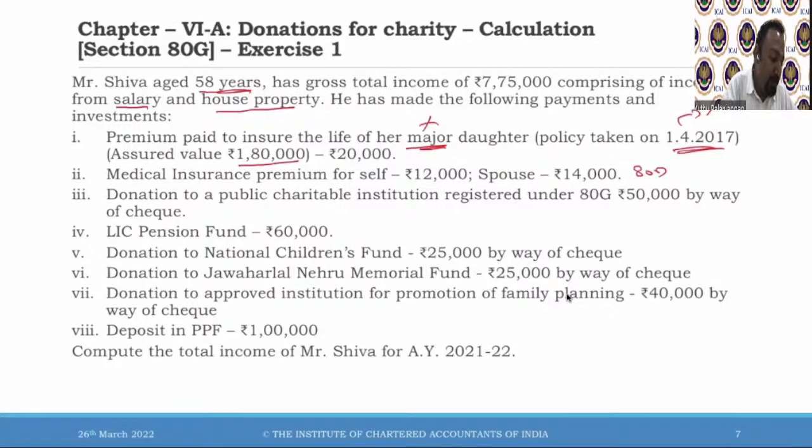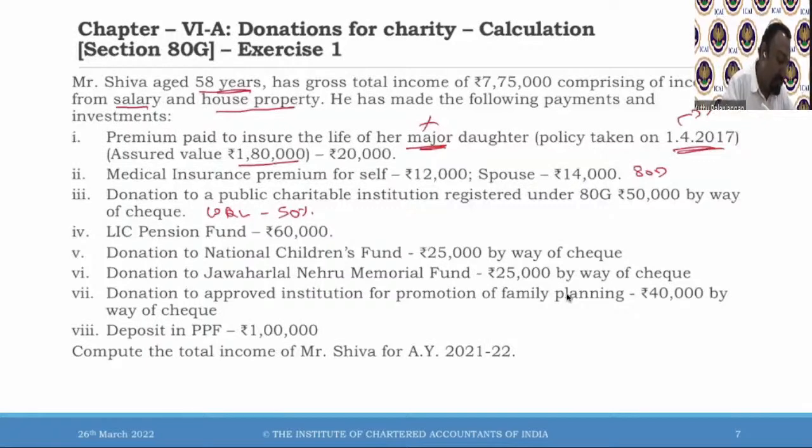Okay. Donation to public charitable institution under 80G. What does it come under? It comes under with qualifying limit, 50%. It is eligible with qualifying limit under 50% because it is charity. There are two types of charity. One is directly paying to charity. The other is paying to a government or local authority who will utilize it for charitable purposes other than family planning promotion. So that comes under with qualifying limit 50%.